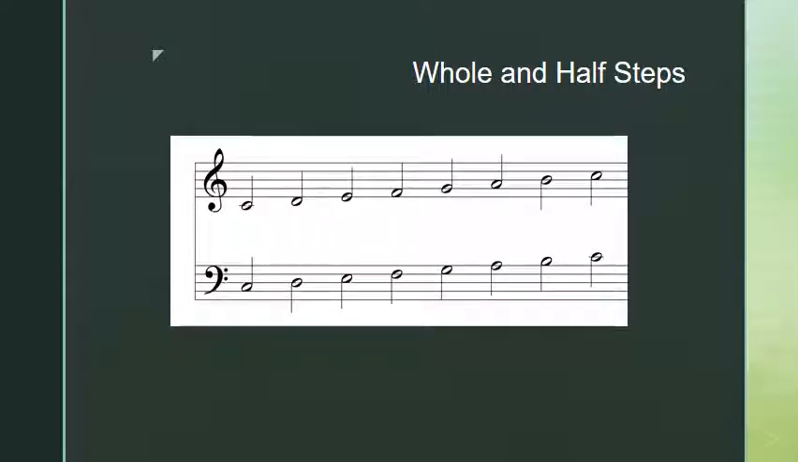If we were to look at our full C major scale, we would find two places where we have half steps between the pitches. These are between the E and F and between the B and the C.